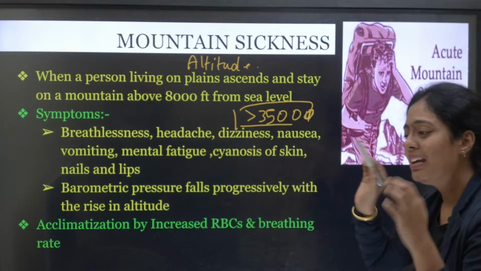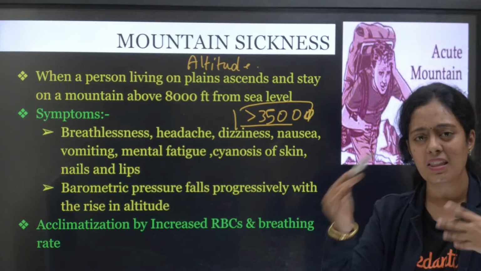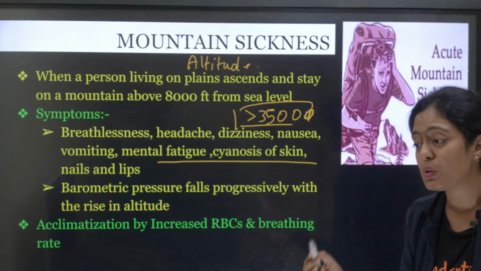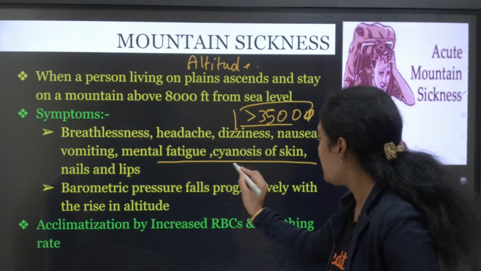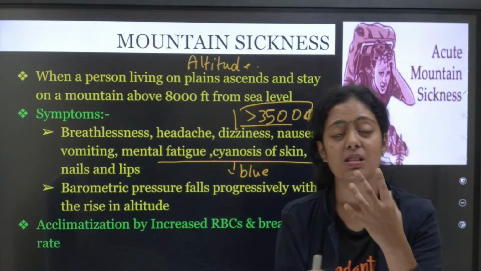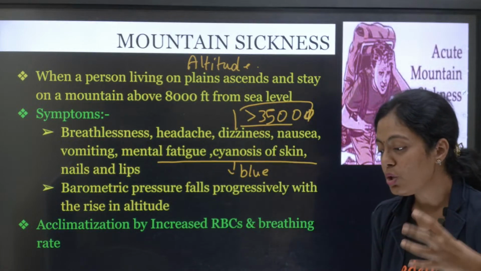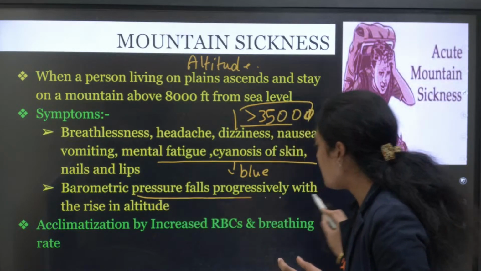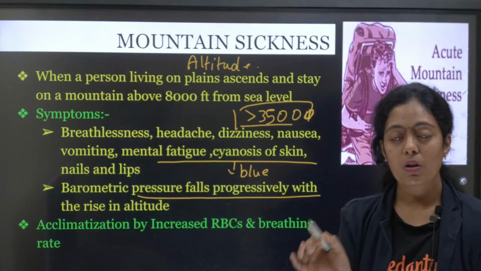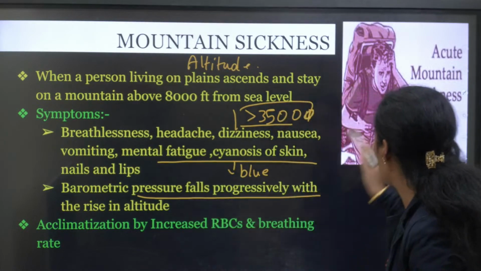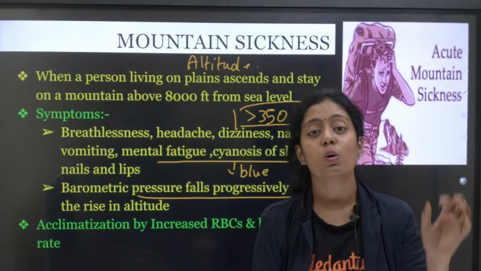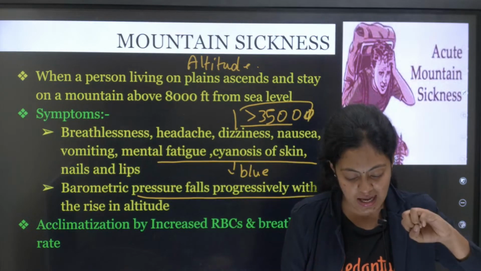Breathlessness, headache, dizziness, தலை சுத்துற மாதிரி இருக்கும், வாந்தி எடுப்போம், கரெக்ட்டா? Vomiting, mental fatigue, cyanosis of skin, nails and lips. Cyanosis-னா என்ன? Blue color, right? Your skin, nails and lips turn blue. Okay, புரிஞ்சுதா பசங்களா? So barometric pressure falls progressively with rise in altitude. Okay, the pressure, the oxygen, as you go higher பசங்களா, the pressure is going to decrease. So oxygen வந்து ரொம்ப ரொம்ப கம்மியா இருக்கும்.